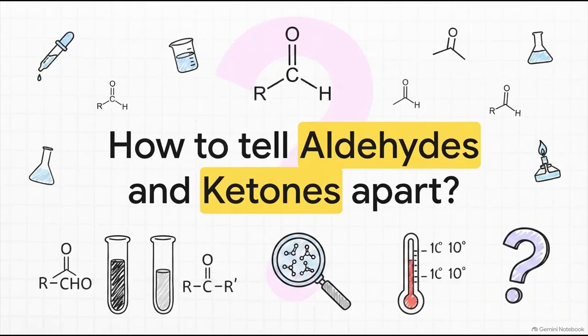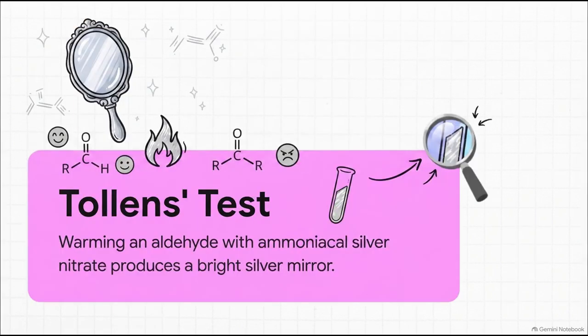But here's a fun, practical mystery for you. If I hand you two completely unlabeled test tubes, one has an aldehyde and the other has a ketone, they often look identical. They might even have really similar boiling points. So how do we tell them apart in the lab, quickly and visually? Enter the Tollens test. Honestly, this is basically a chemistry magic trick. We exploit a key difference in their chemical personalities.